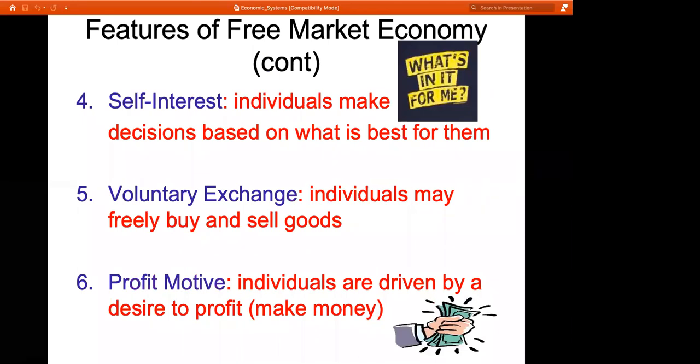And self-interest: individuals make decisions based on what is best for them. It is not influenced by anybody, and it is purely by his own self-interest. Voluntary exchange: individuals may freely buy and sell goods. There is no government here, so there is an open market. Anybody can come, anybody can buy, and anybody can sell. Profit motive, as I told, is one of the key things under a capitalistic scenario.